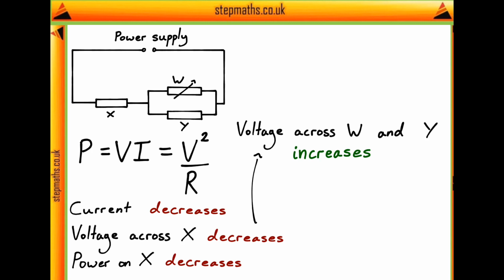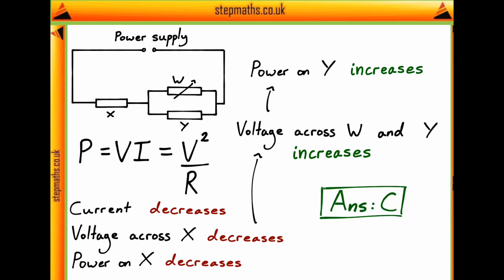Now, this is really handy because we can go ahead and use this information and compare it with the equation we wrote down for power earlier: that the power through an element is equal to its voltage squared divided by the resistance of that element. So, if we consider Y, where we know the resistance is just going to be constant, what's going to happen to the power across that element? Well, we know it's going to increase. So, the fact that the power on Y increases and that the power on X decreases is going to correspond with answer C given in the question.